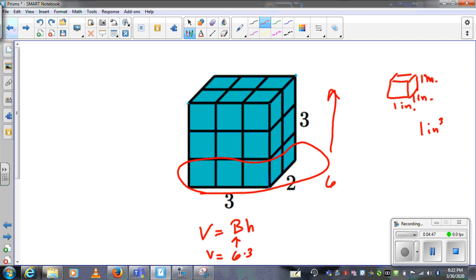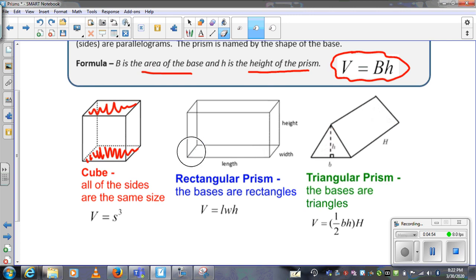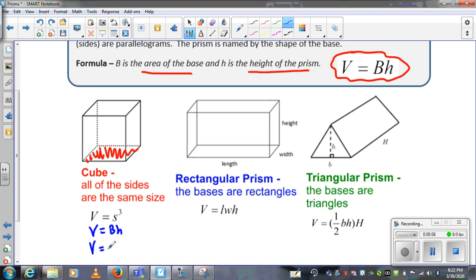So if I go back to this right here, and I'm looking at the cube, okay? If I'm looking at the cube, the base is a square. So if I'm thinking of big B times H, to find the area of a square, I would do side times side. Well, then I multiply it by how tall it is. That's my H. Well, that would also have the same measurement because a cube has the same side measures. So I'd have side times side times side, or side cubed.